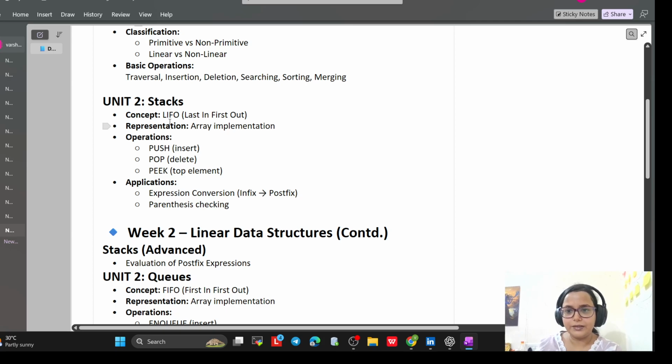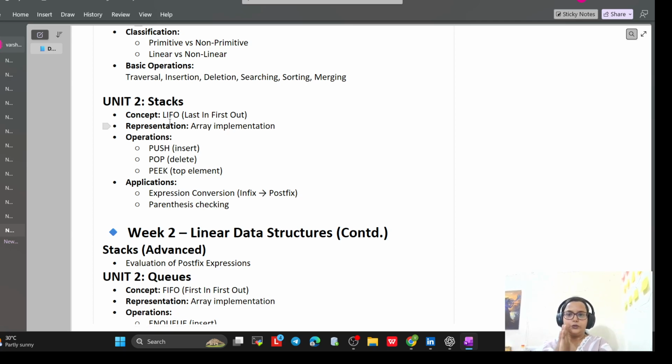Here I will show you the array implementation. And the operations I am going to perform, and that will be practical as well: push means insert, pop means delete, peek means the top element. And applications like expression conversion, like infix to postfix, and parenthesis checking I am also going to discuss in unit 2. So this is what we are going to discuss in week 1.